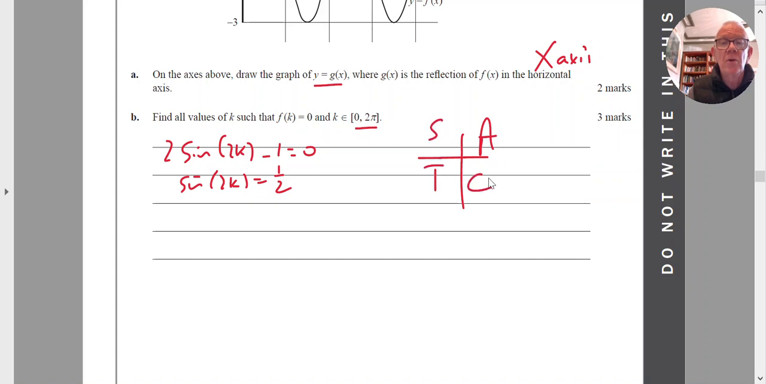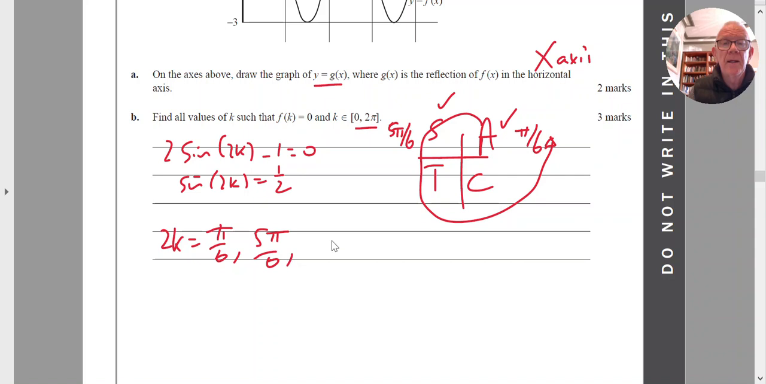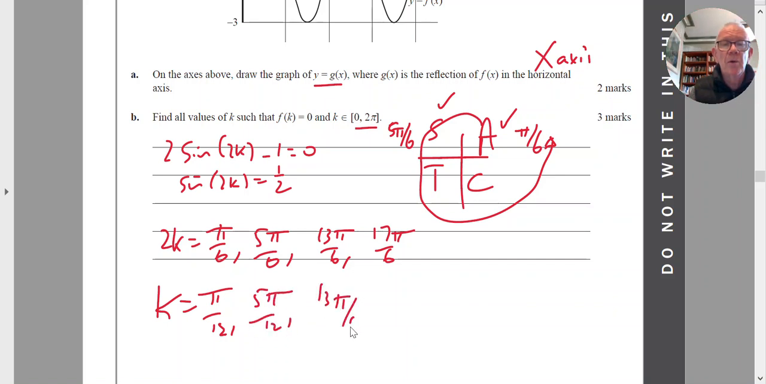So sine of 2k equals 1/2. All stations to Kooroo. Sine is positive in the first and the second. And for 1/2, I'm looking at pi on 6 and 5 pi on 6. So 2k equals pi on 6 or 5 pi on 6. And looking at the second revolution, we are looking at 13 pi on 6 and 17 pi on 6, which means k equals pi on 12, 5 pi on 12, 13 pi on 12, and 17 pi on 12. Okay, that's part B.